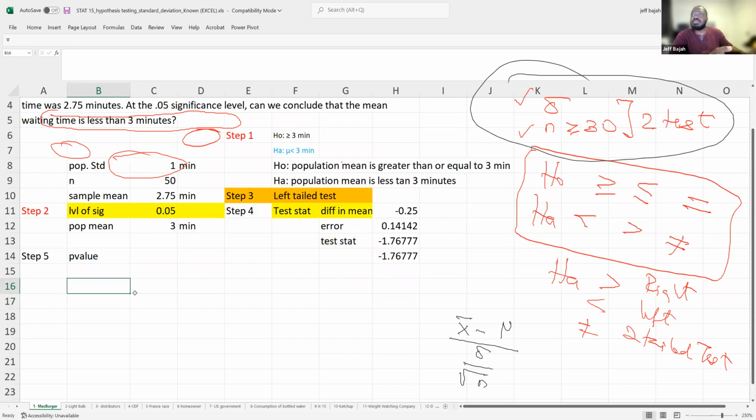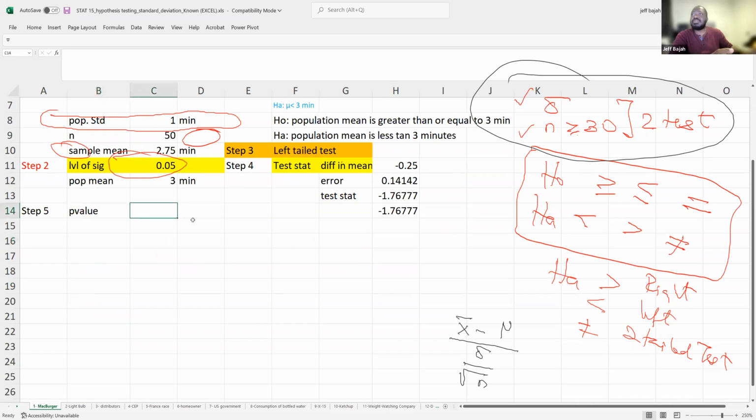So let me show you for p-value. For p-value, because it's a left tail test, you're going to turn it into the probability. And so remember, you're converting your z value into probability. So it's going to be NORM.S.DIST of this value, 0, 1. Remember the same thing we did in normal distribution, and then true. So it gives you 0.03855.